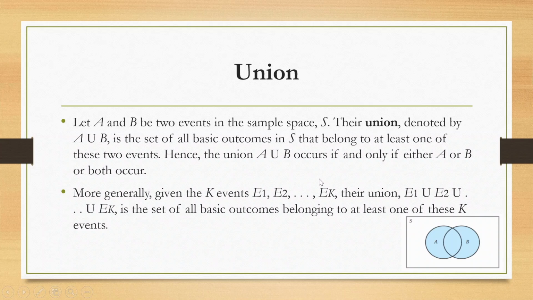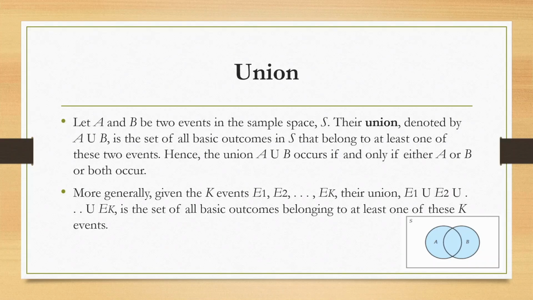And the last one is union. Let A and B be two events in the sample space S, and their union, denoted by A union B, is a set of all basic outcomes in S that belong to at least, this is a crucial point, at least one of the two events. Hence the union of A and B occurs if and only if either A or B or both occur.